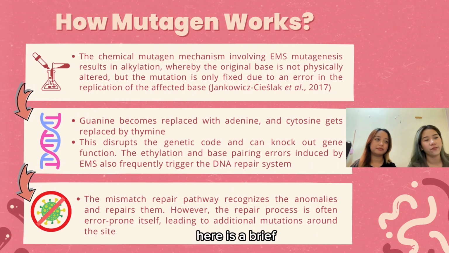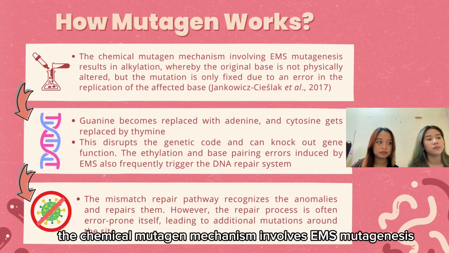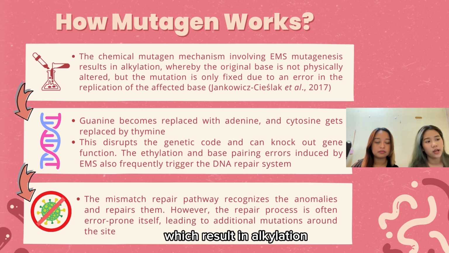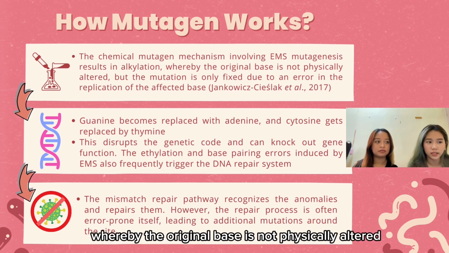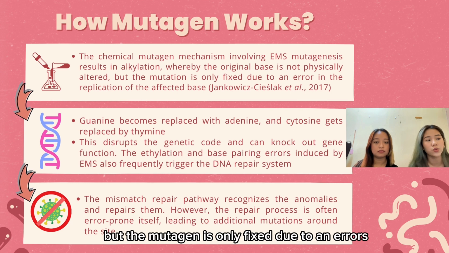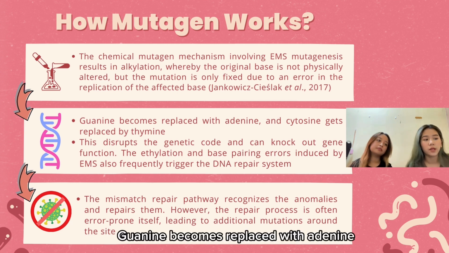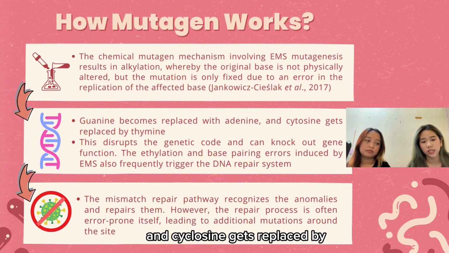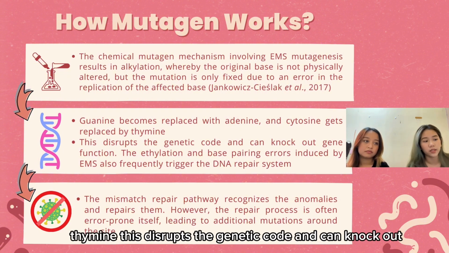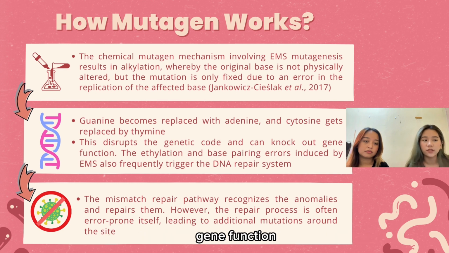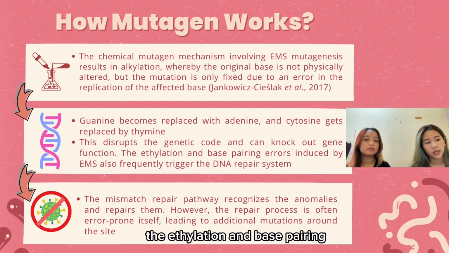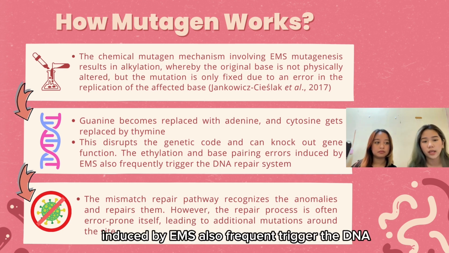Here is a brief explanation of how the mutagen works in this mutation method. The chemical mutagen mechanism involves EMS mutagenesis, whereby the original base is not physically altered, but the mutation is only fixed due to an error in the replication of the affected base. Guanine becomes replaced with adenine, and cytosine gets replaced with thymine. This disrupts the genetic code and can knock out gene function. The ethylation and base pairing error induced by EMS also frequently trigger the DNA repair system.